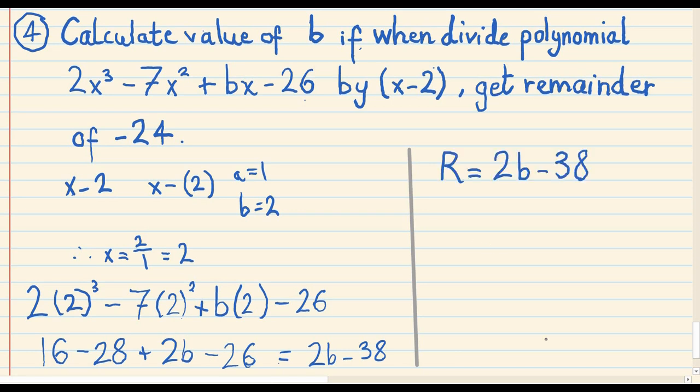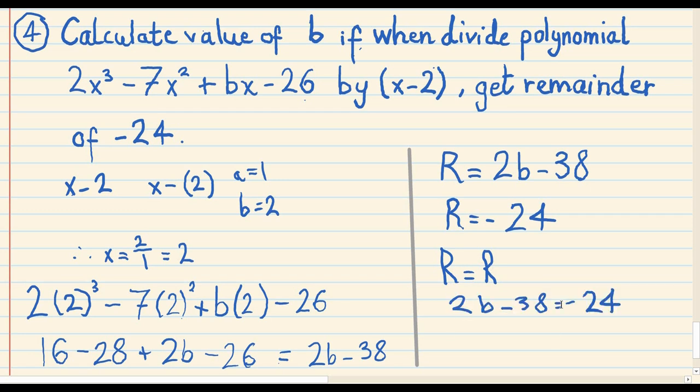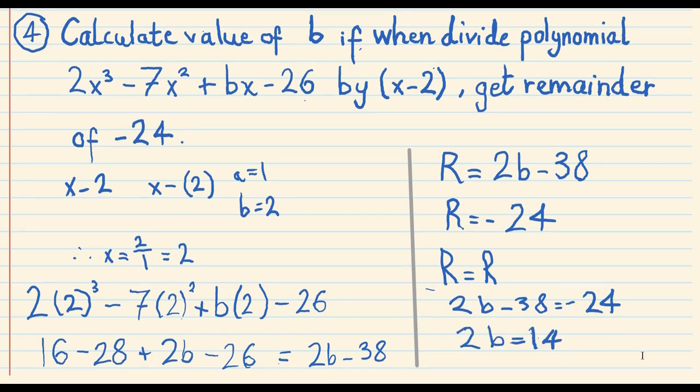Then when you simplify this, the remainder calculated by our usual method is 2b minus 38. Then the question also told us that the remainder is negative 24. To solve for b, all we need to do is equate the two terms. So r equals r, meaning 2b minus 38 equals negative 24. And finally, that gives us b equals 7.